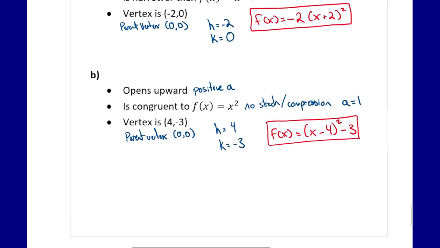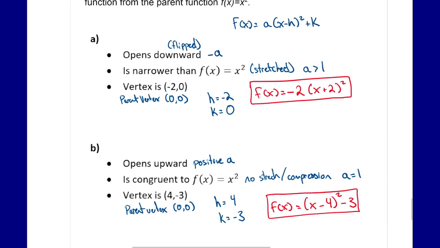So hopefully from this you're a little bit more comfortable with understanding the transformations. Again, do try to practice to get more comfortable sketching these transformations, understanding how the a, h, and k affect our values, and then being able to kind of work backwards and come up with functions based off a transformation.